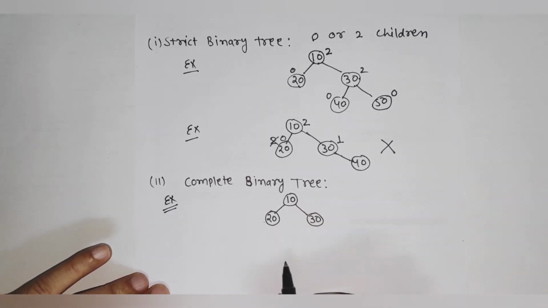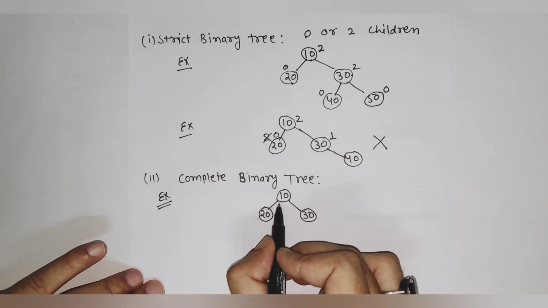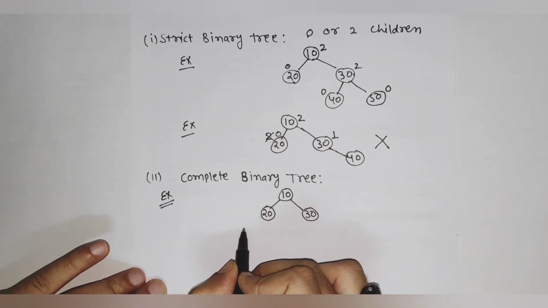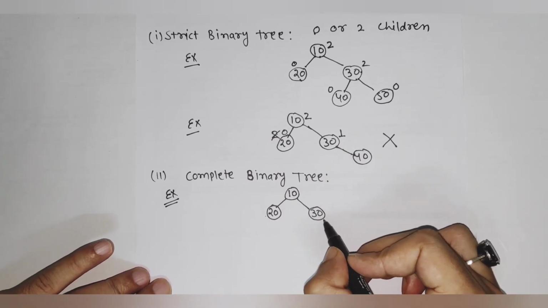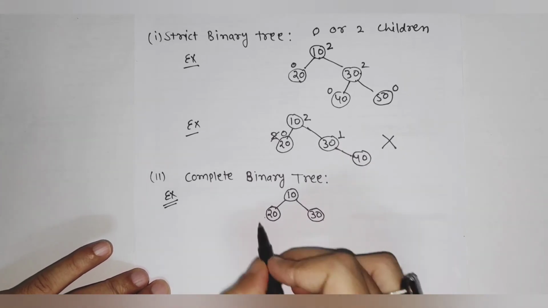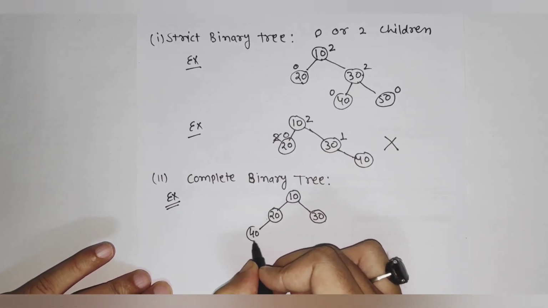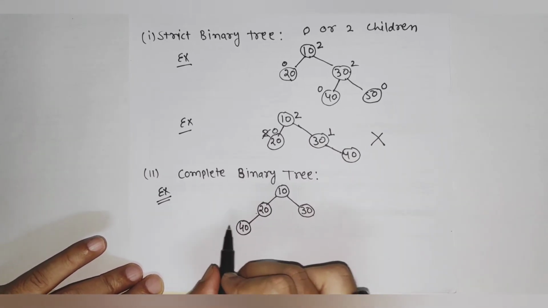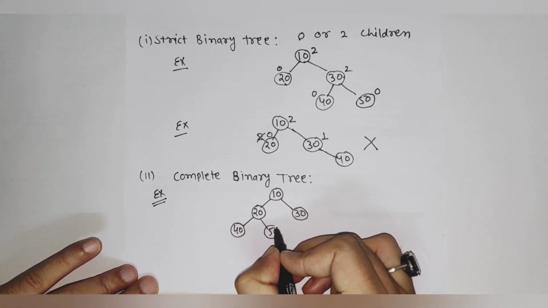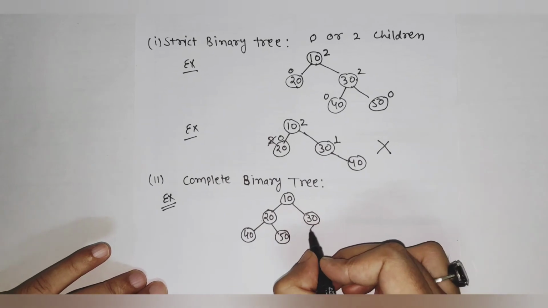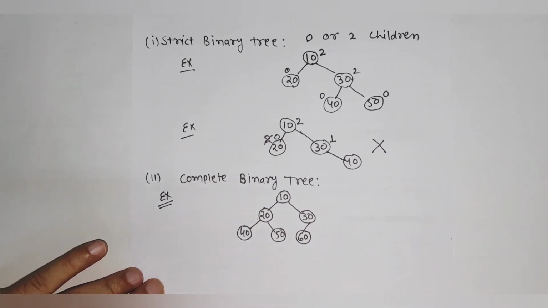Now if I want to add one more node, then I can add it in the left place of 20. I cannot add the new node to the right of 30. So I will add one more node, 40, here. So this is a complete binary tree. This is also a complete binary tree. This is also a complete binary tree.